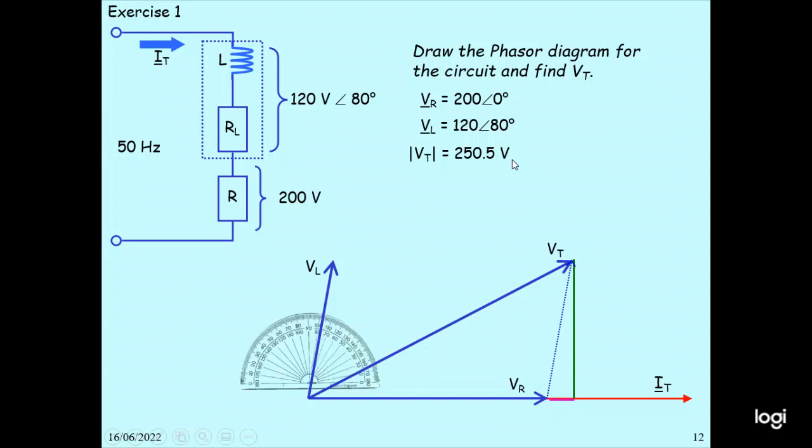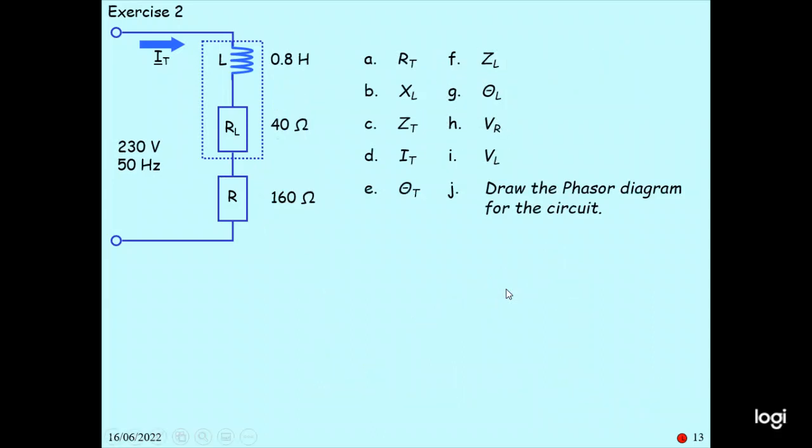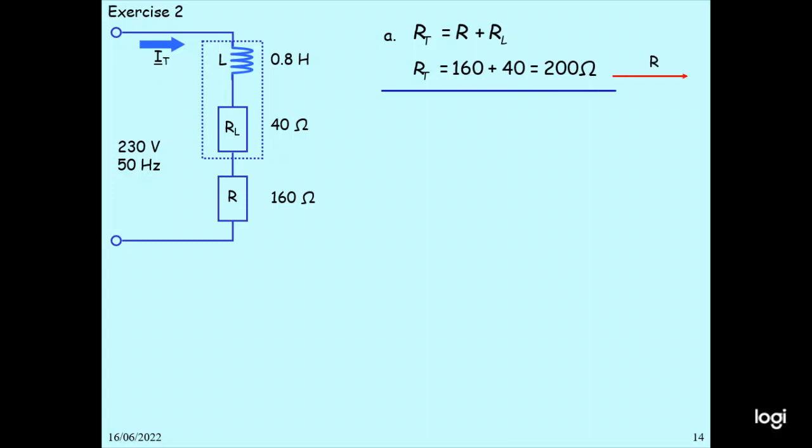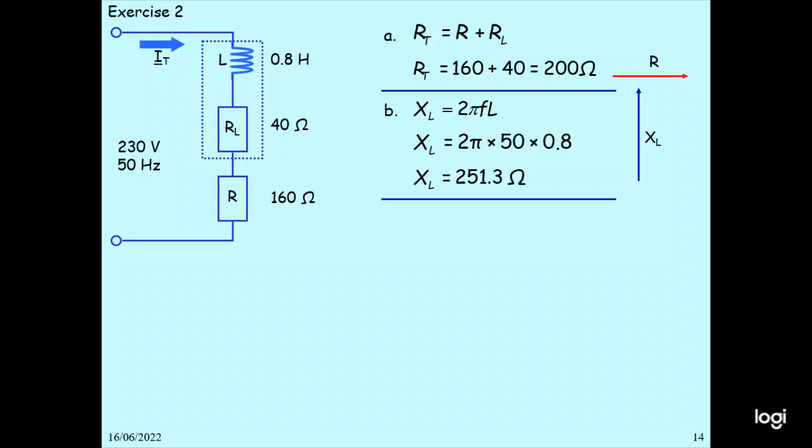And then this angle theta you can calculate, so the angle is 28 degrees. So this is exercise 2: R is 160, R is 40, L is 0.8. We have to draw the phasor diagram for the circuit. RT equals R1 plus R2, so 160 plus 40, 200 ohm. XL equals 2πfL, 2π into 50 into 0.8, so 251.3 ohm.